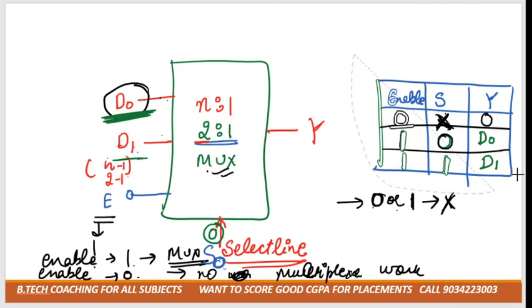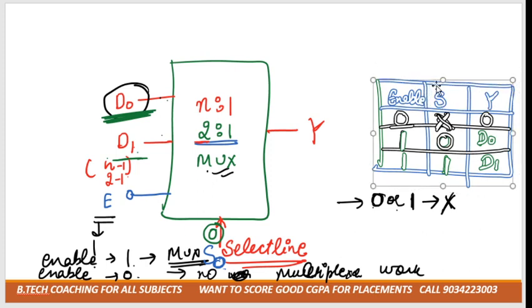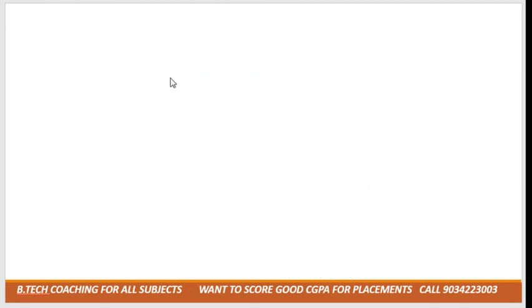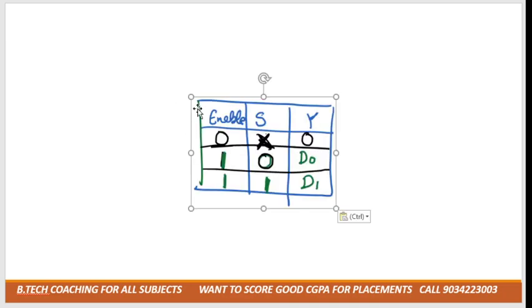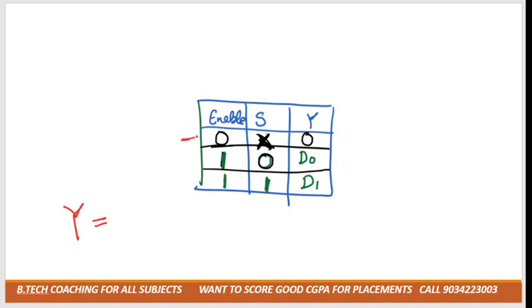Now we have to derive the Boolean expression from this truth table, and after that we have to draw the logic gates from this expression. See how we can write the expression first. The output is Y, right? Here we take enable. In this case S is 0. If it is 0, that is denoted by a bar; 0 means S bar, 1 means only S.